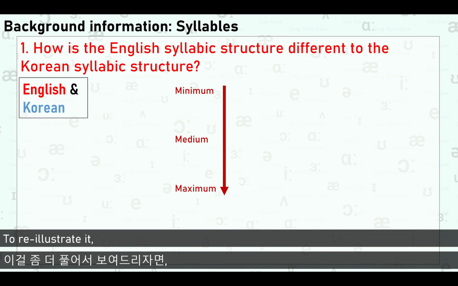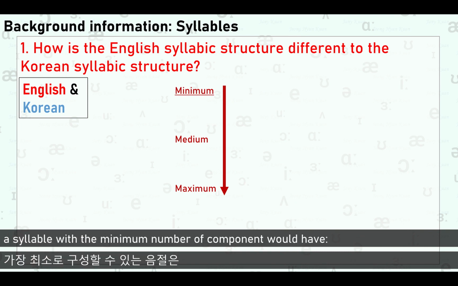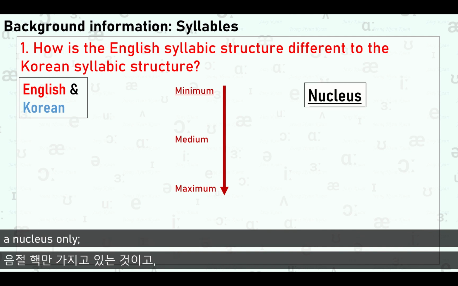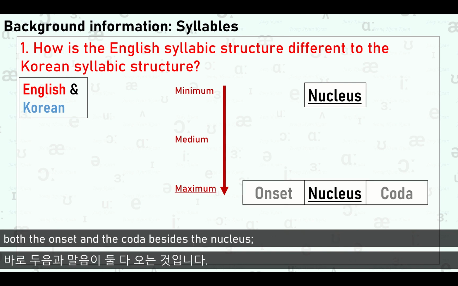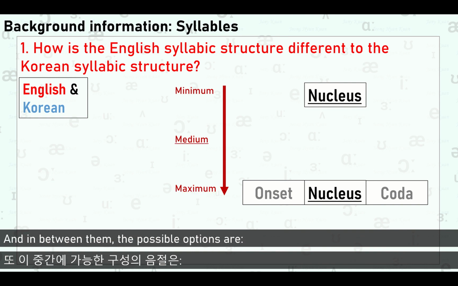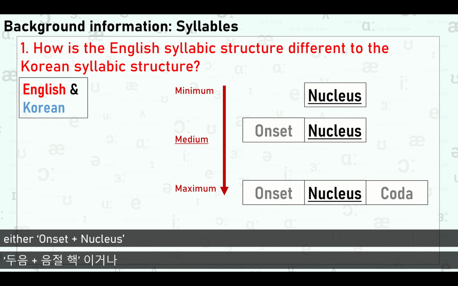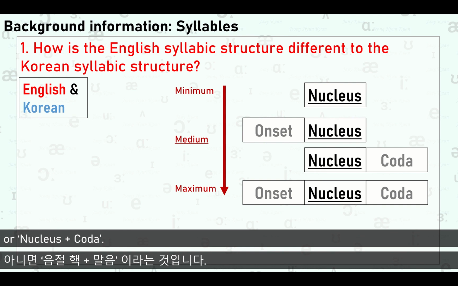To re-illustrate it, a syllable with the minimum number of components would have a nucleus only. A syllable with the maximum number of components would have both the onset and the coda besides the nucleus. And in between them, the possible options are either onset plus nucleus or nucleus plus coda.